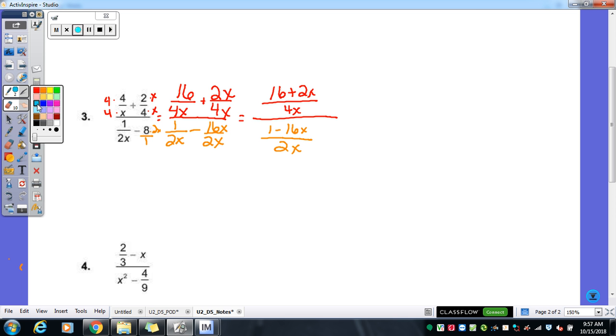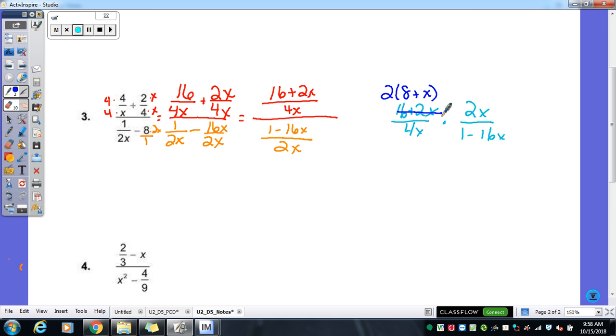So now we're going to do keep, change, flip. Keep the top fraction. Change to multiply. Flip that second fraction. So let's take a look, see if we can do any factoring. Can we factor anything in the top of that first fraction? Yeah, we can GCF out a 2. That becomes 2 times 8 plus x.